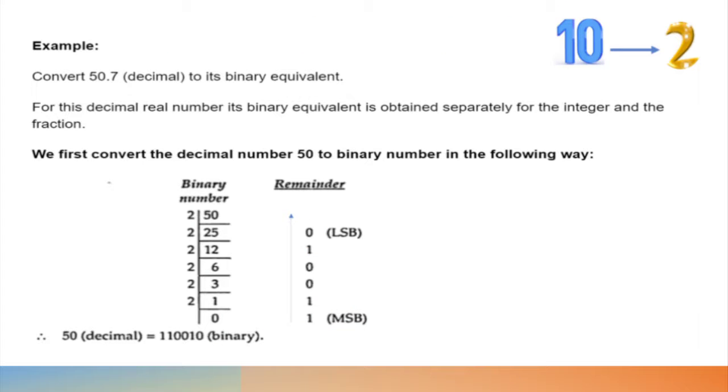Now we are taking another example, that is 50.7, which is a decimal number, and we need to convert it to its binary equivalent. As in the previous case, 50 is successively divided by 2 until we get the coefficient as 0, and the remainders are noted and read from bottom to top, that is from MSB to LSB, and we get the answer 110010 as the binary equivalent of the decimal number 50.